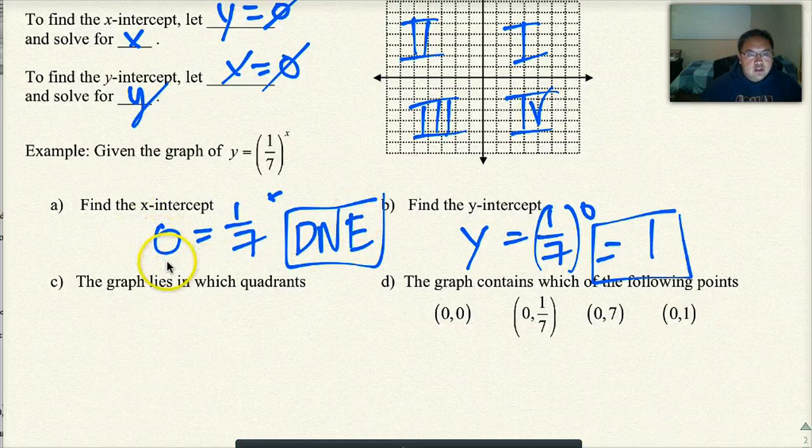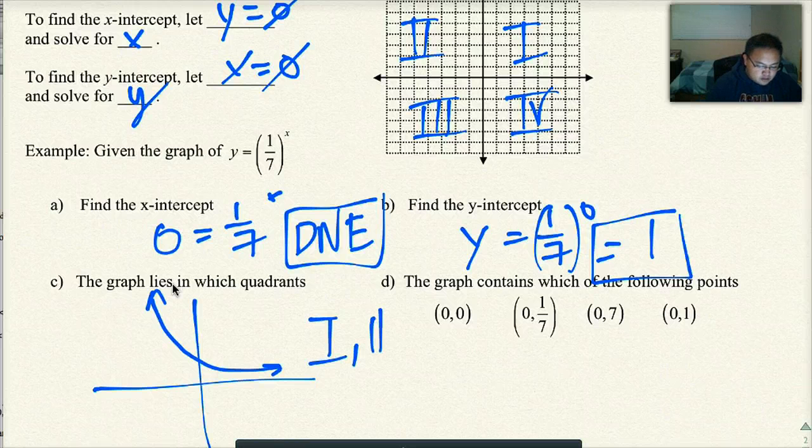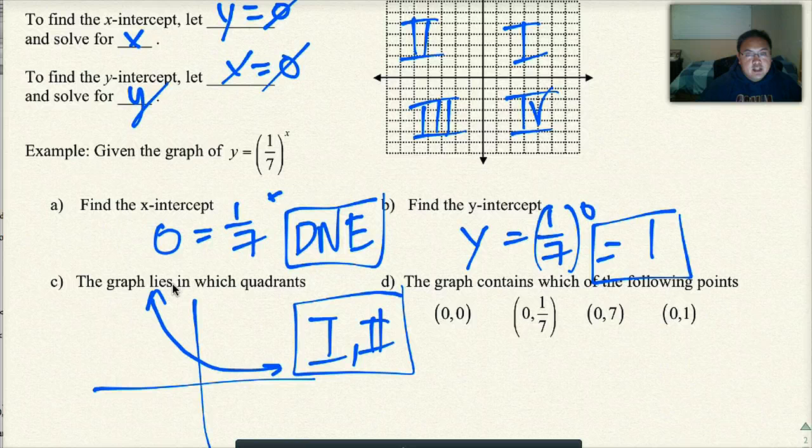Where does the graph lie, in which quadrants? If I graph it, I'm just going to not cheat, but just show you what it's going to look like. It's 1/7, so it looks like this. So the graph lies in which quadrants? It's going to lie in 1 and 2.